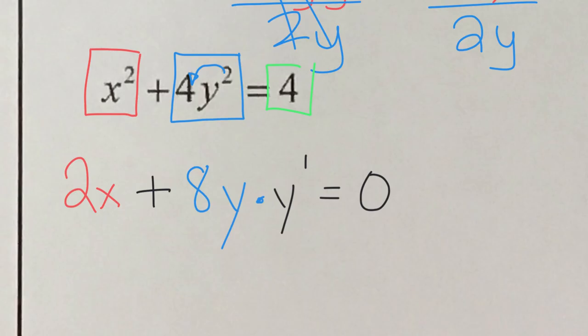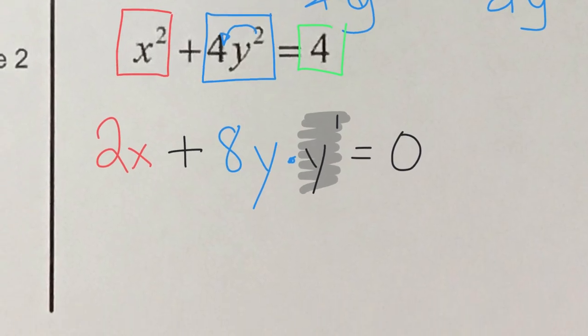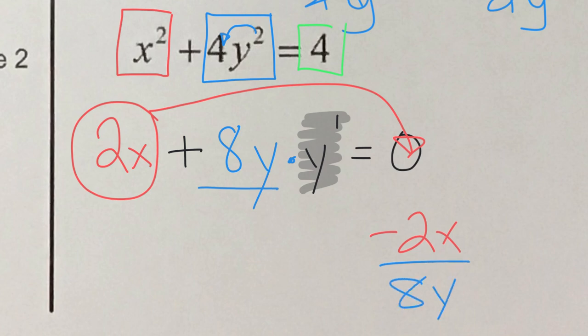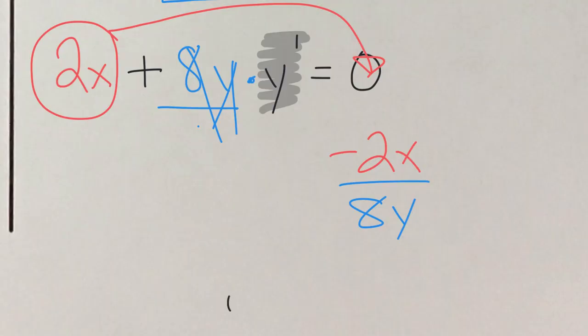Okay, so now our job is to solve this for y prime. So what we're going to do is move the 2x to this side, so it becomes a negative 2x. And then we're going to divide both sides by 8y. So when we simplify, we get y prime, or dy/dx, equals negative x over 4y.